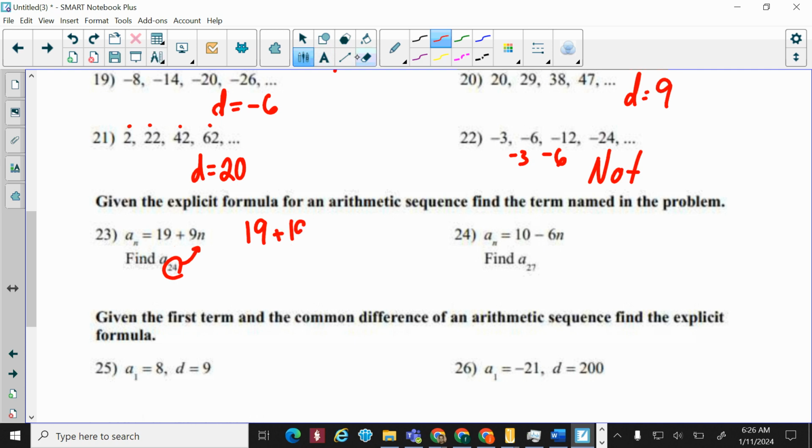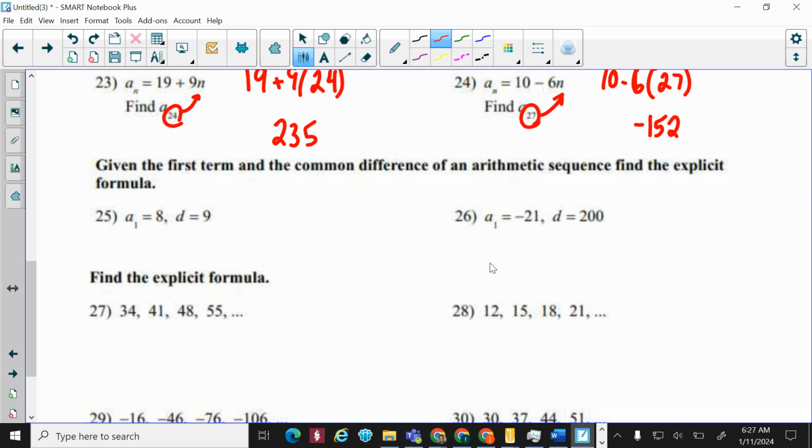So 19 plus 9 times 24, because I'm looking for 24th place. And you can literally just type that into your calculator and your answer would be 235. Same concept here. You're looking for the 27th term, so you're going to take 27 and plug it into n, and your answer is going to be, let me write it out, times 27, negative 152.